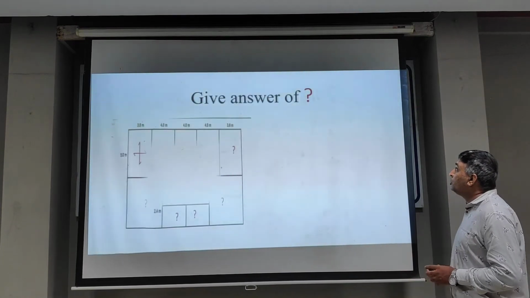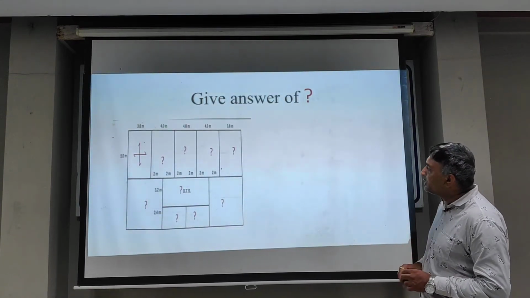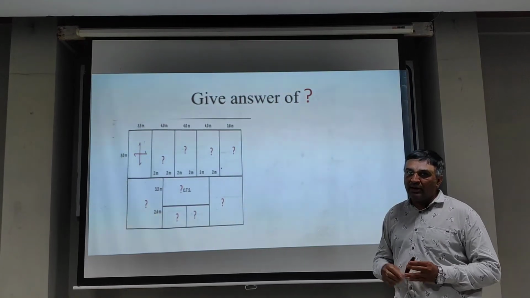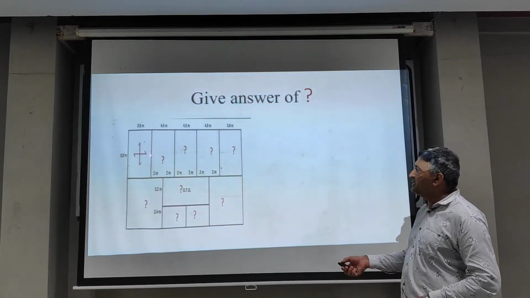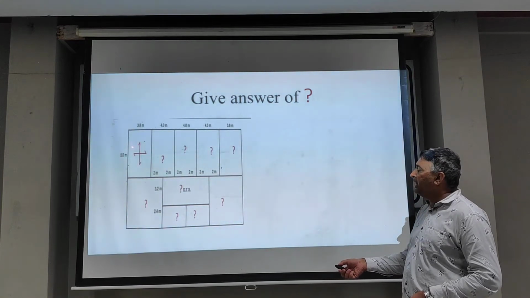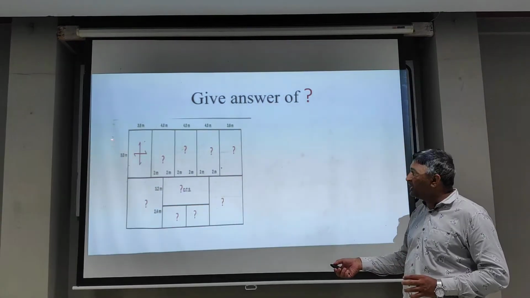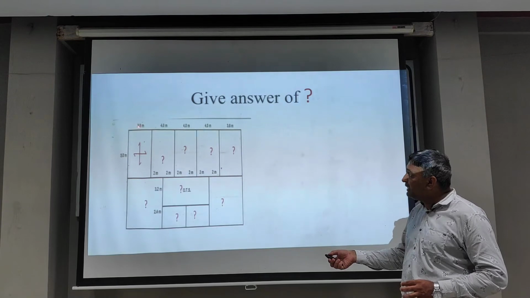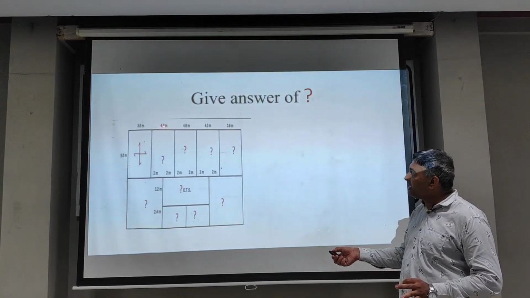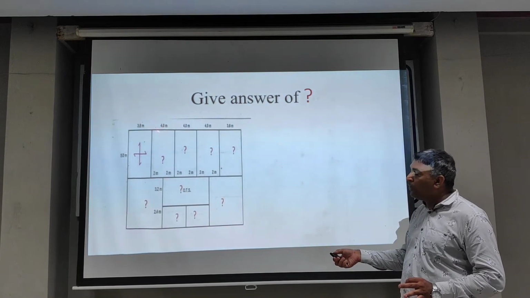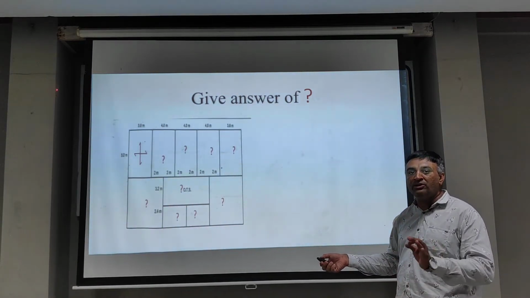Now what is next? Give me the answer for this question mark. I already gave you one example, which is the symbol of a two-way slab. Why is it two-way? I told you the ratio of bigger to smaller is less than 2, so that is your two-way slab. Again, 5 divided by 4 gives 1.25.